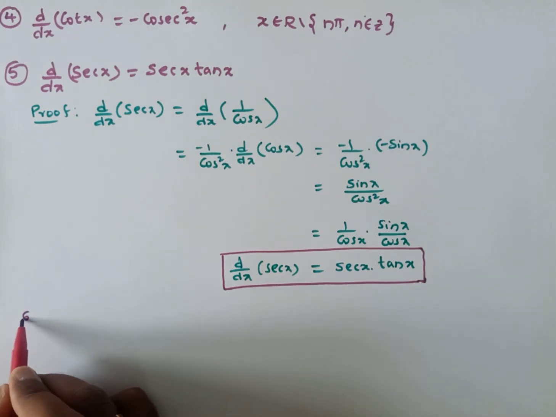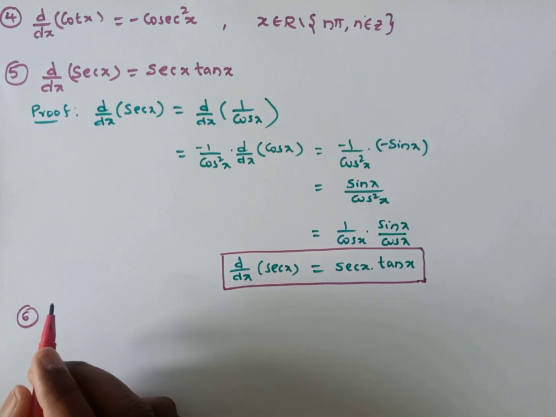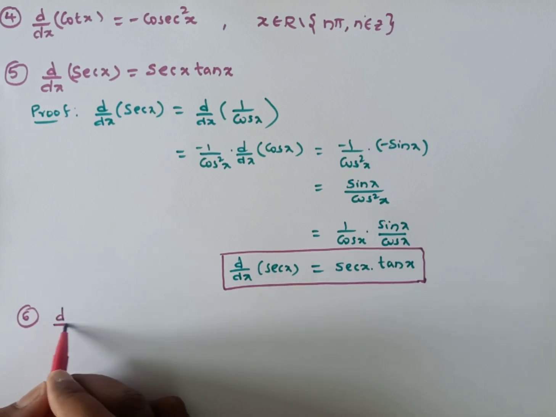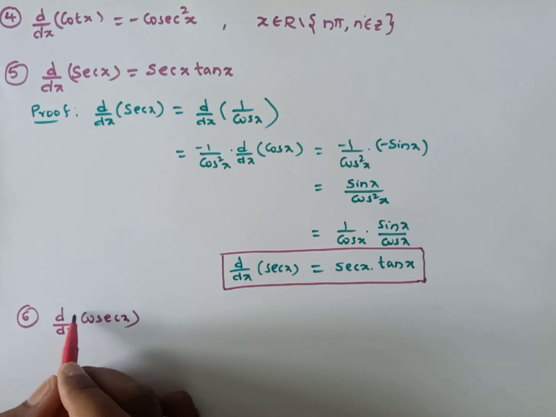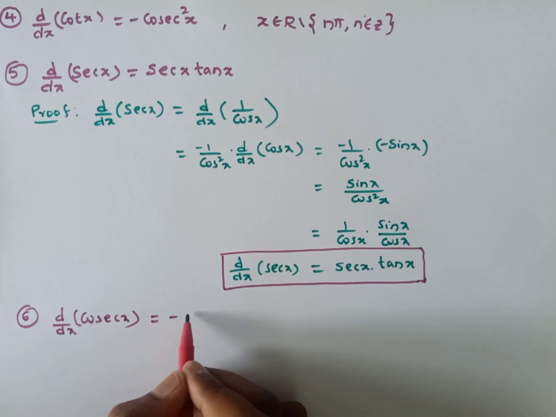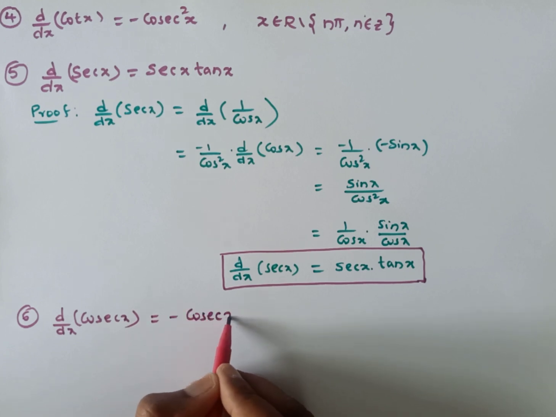And the sixth one, that is the derivative of cosecant x. The derivative of cosecant x is minus cosecant x into cot x.